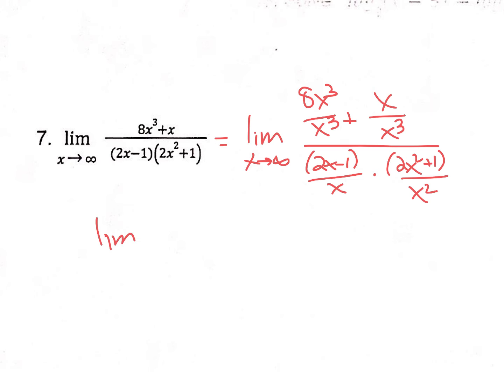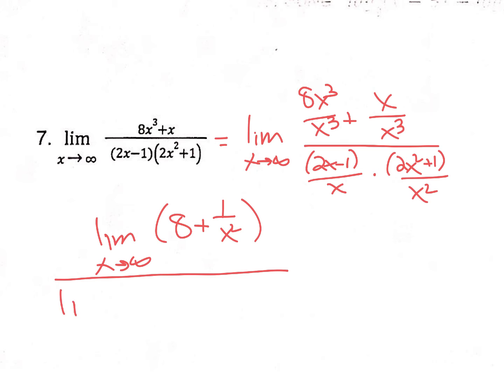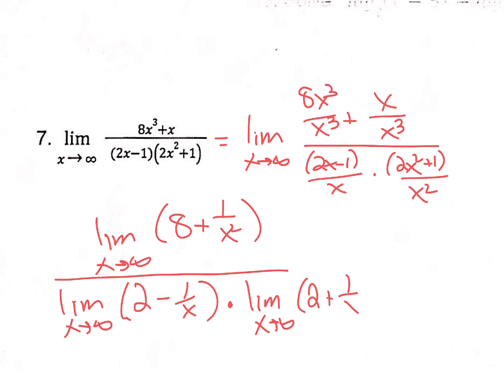My numerator, I'm going to have the limit as x goes to infinity of 8 plus 1 over x squared. That one's pretty easy. On the bottom, I'm going to break it up into two pieces. I'm going to say the limit as x approaches infinity of, I'm going to take my first parentheses and rewrite it like this: 2 minus 1 over x. And all I did there is I did 2x divided by x and 1 divided by x, times the limit as x approaches infinity of 2 plus 1 over x squared. And do the same thing there. All right, just split them up into two pieces.